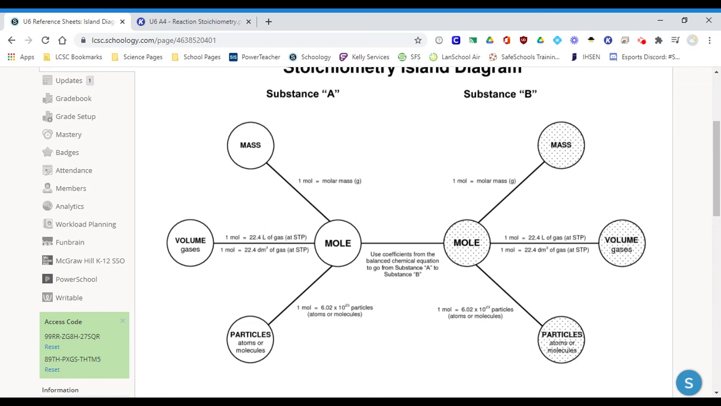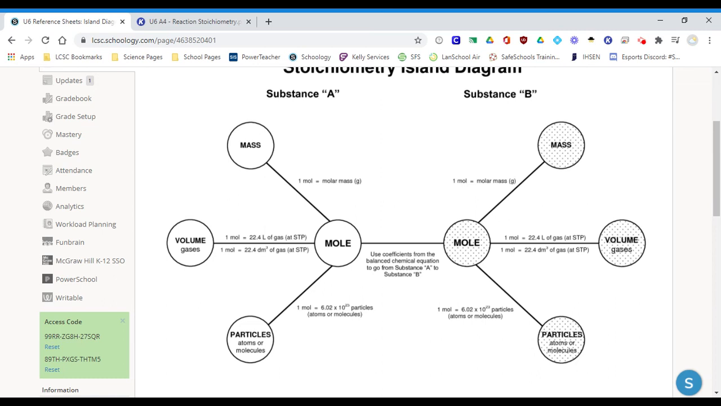And finally, to get from moles to moles, we have to use the coefficients from the balanced chemical equation to go from substance A to substance B. In this case, it was hydrogen peroxide to oxygen, O2. Okay, so keep this handy. Keep it around. Use it to check your work. Use it to chart out your course from island to island, okay? From unit to unit, okay?